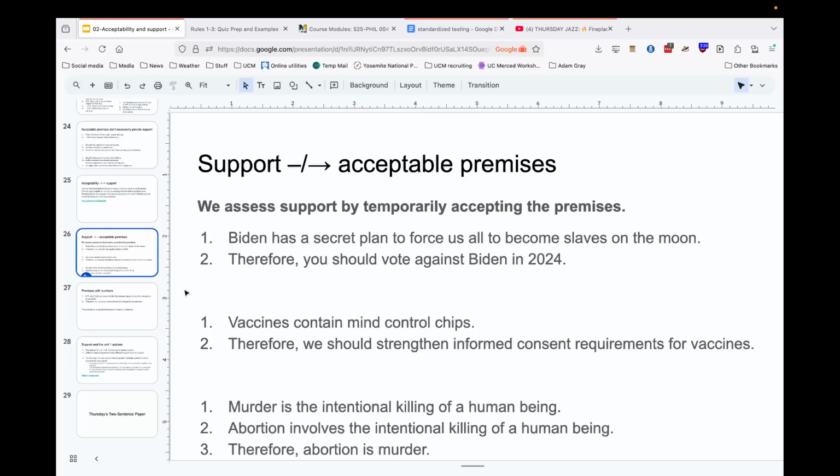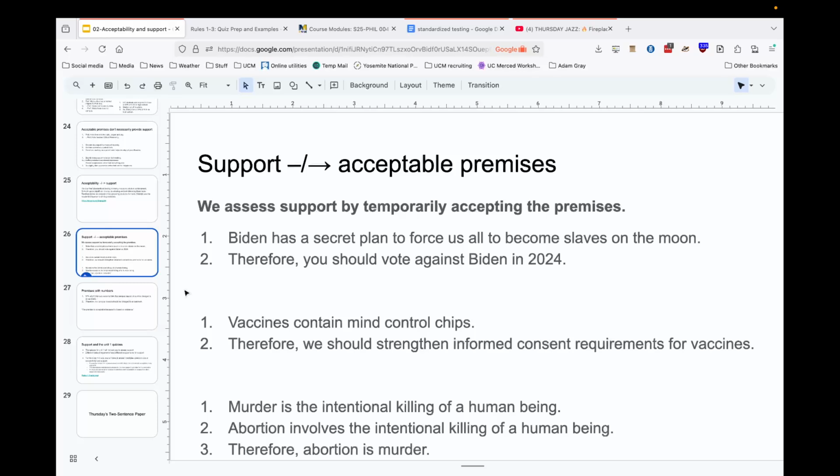However, when we assess support, we temporarily accept that premise. So we accept, for the moment, that Biden did indeed have a secret plan to force us all to become slaves on the moon. Now, if you accept that premise, that's a really good reason to vote against Biden. If we accept that Biden has a secret moon slave plan, I don't want to become a moon slave. No one wants to become a moon slave. And so we have a really good reason to vote against Biden. So this premise provides really strong support, but is absolutely unacceptable.